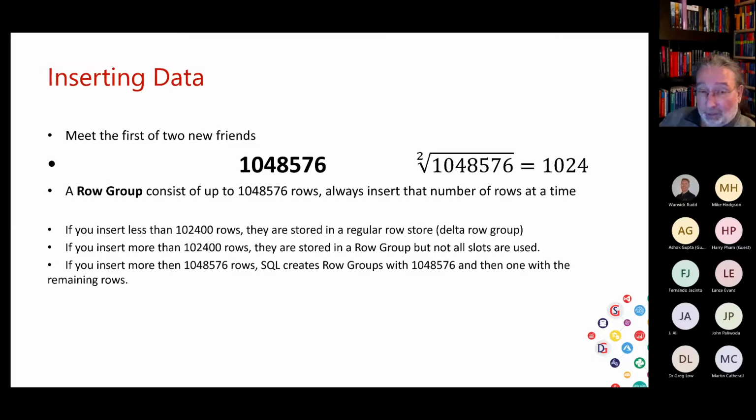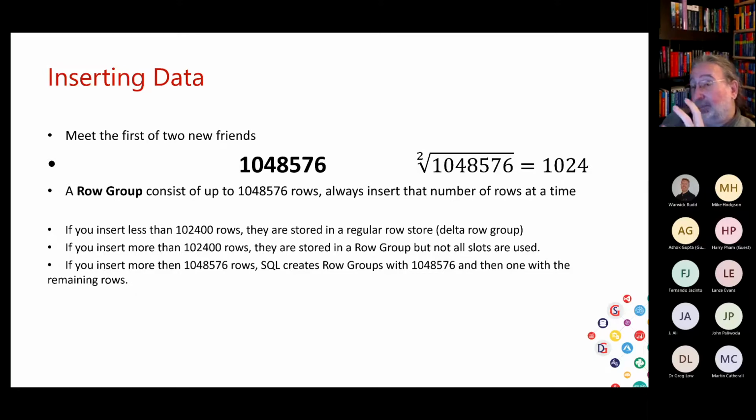If you insert more than that number, if it's exactly twice as much or 3 times as much or 10 times or any even factor of that, then it's fine. Then SQL Server will create multiple row groups with that many rows. But if it's like 1.5 million, SQL will create one perfect row group and then one with the remaining number of rows. Yeah? If you just insert like 1.1 million or so, then it will create one perfect one and then add the remaining data as a regular table.